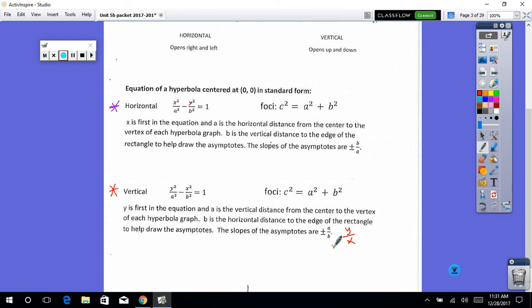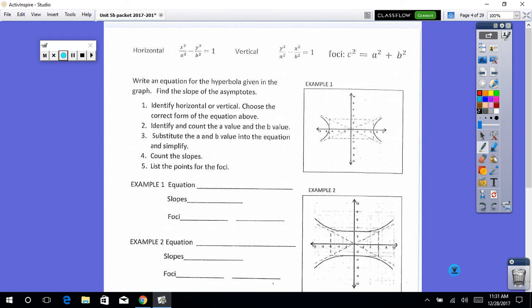Okay, and the slopes are always the same. One's positive and one's negative. Same slope, positive version, negative version. Okay, flip it over and let's jump into some of these and see what we can figure out.